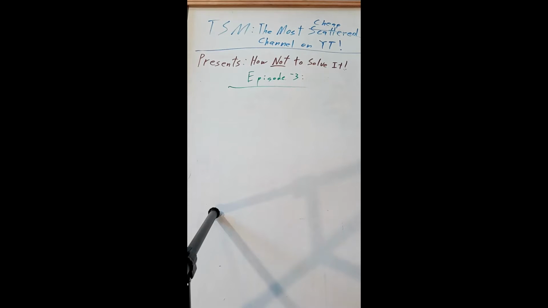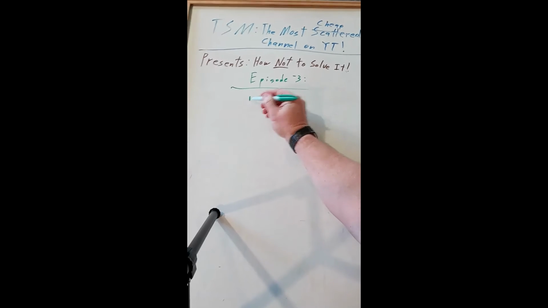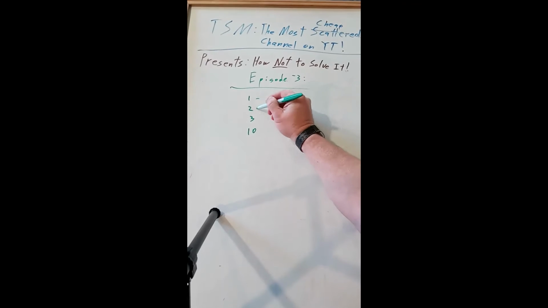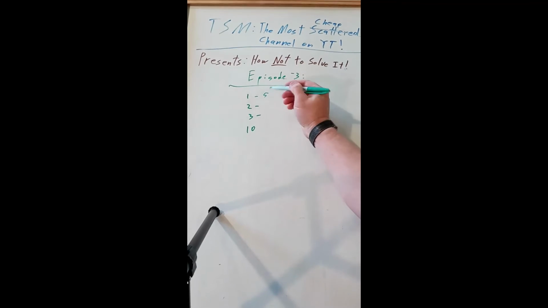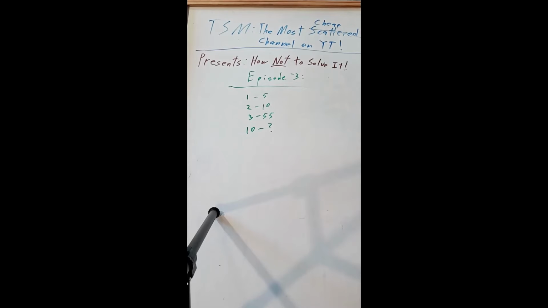Recently on Presh Talwalkar's channel, Mind Your Decisions, there was a problem that involved a series of inputs, 1, 2, 3, and 10, and we're given that the outputs from those inputs are respectively 5, 10, and 55. And we're supposed to find the output for 10.